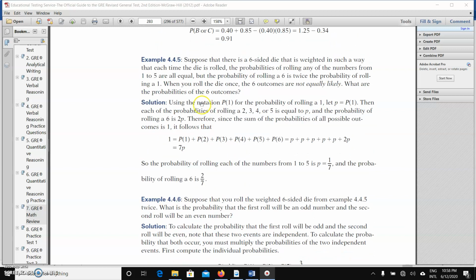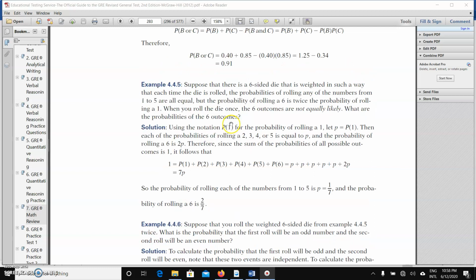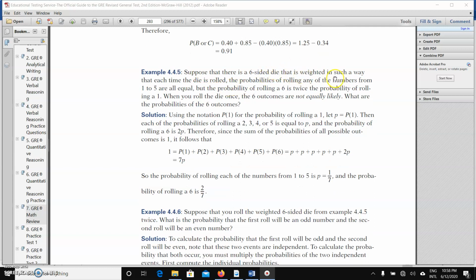Now, let's move on. Suppose that there is a 6-sided die that is rotated in such a way that each time the die is rolled, the probability of rolling any of the numbers from 1 to 5 are all equal, but the probability of rolling a 6 is twice the probability of rolling a 1.